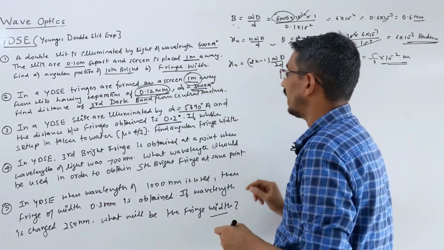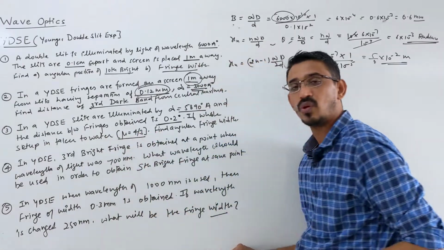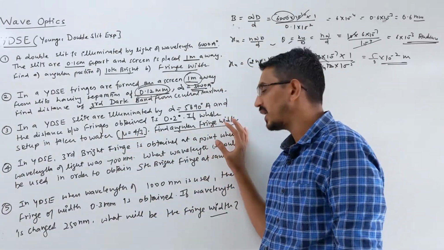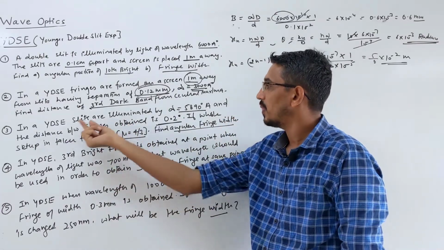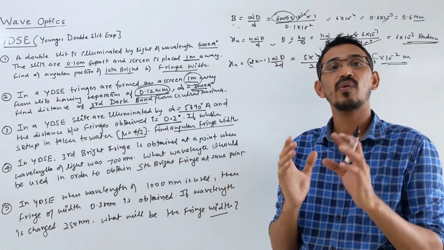Okay, if the whole system setup is taken into water of this much, mu 4 by 3, then find the angular fringe width. Actually, look, they are asking for the angular fringe width itself, given air. They said the distance between the fringes is given as 0.2 degree. That's your angular fringe width.